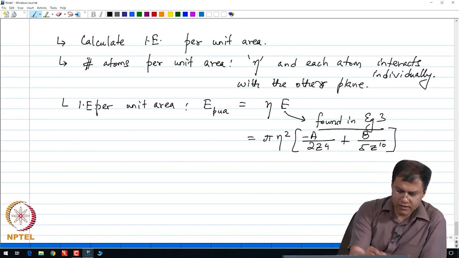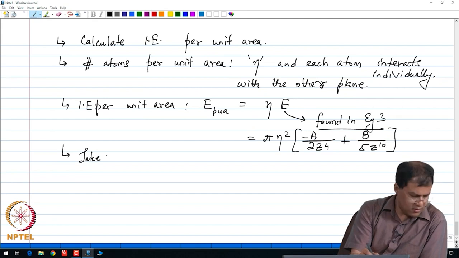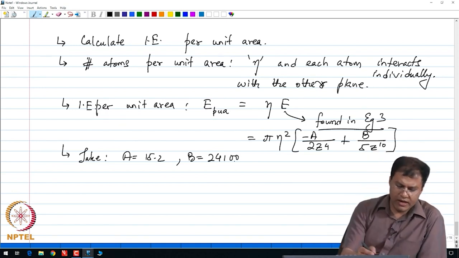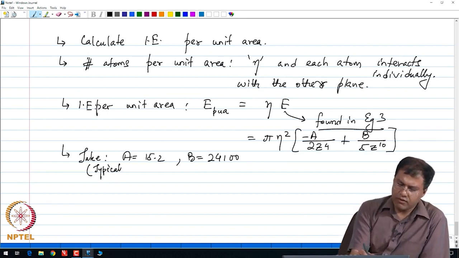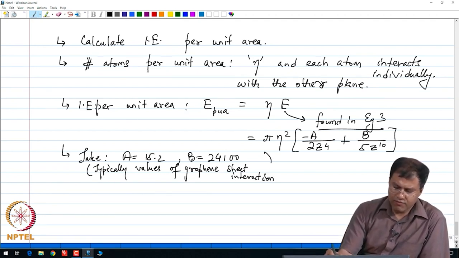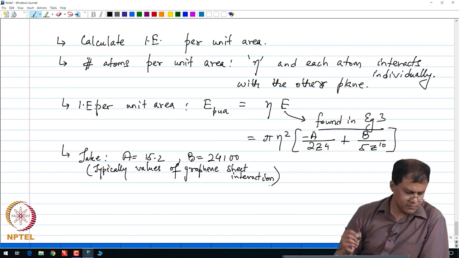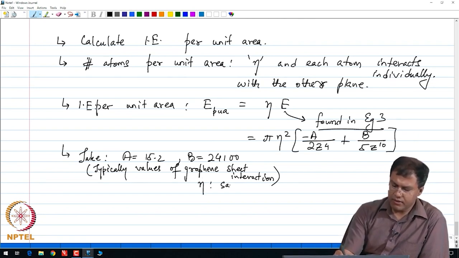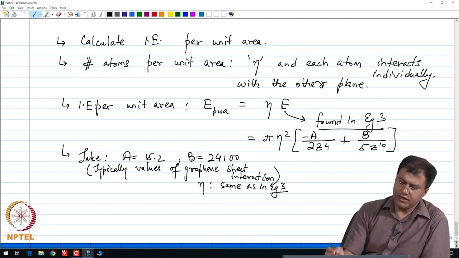Okay. So, we take a to be 15.2, b to be 24100. These are typical values of graphene sheet interaction. And what we find is the following. We find that eta is the same as in example 3 that we have discussed few minutes back.